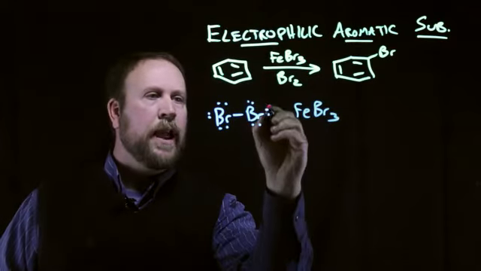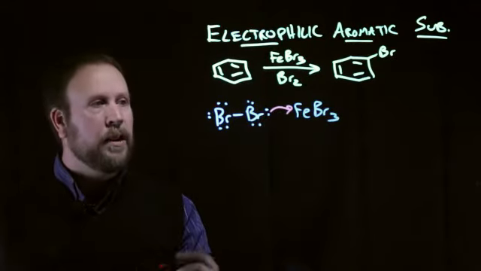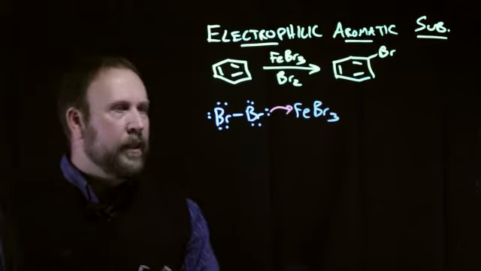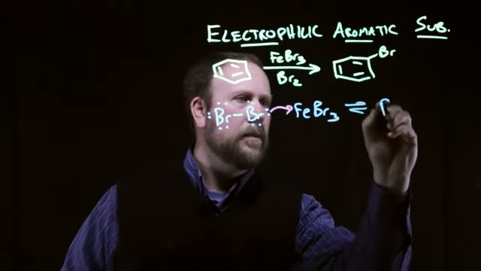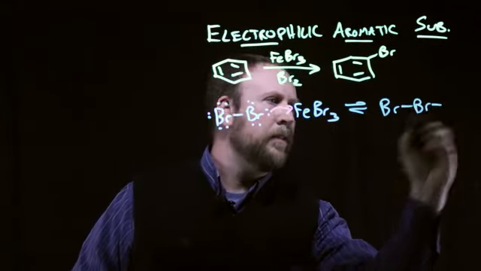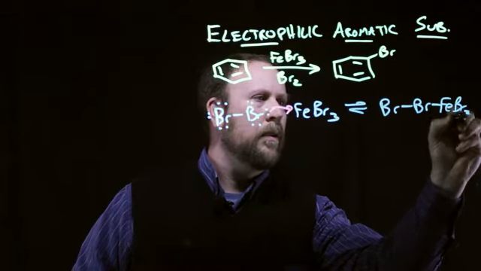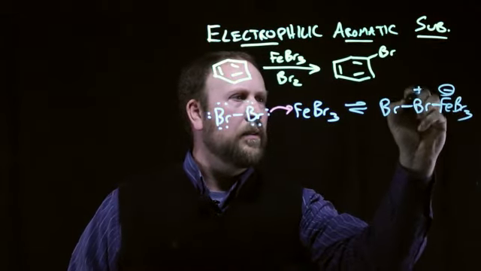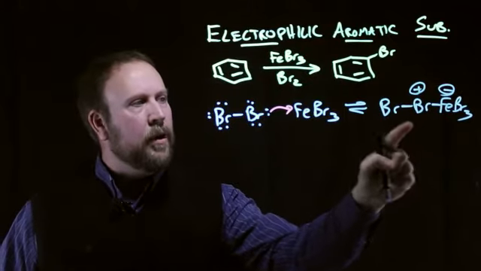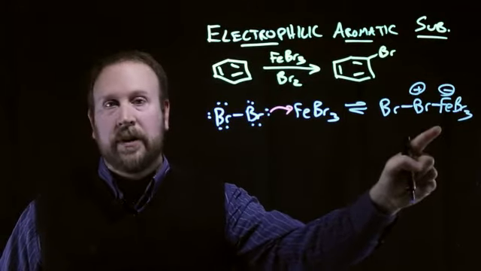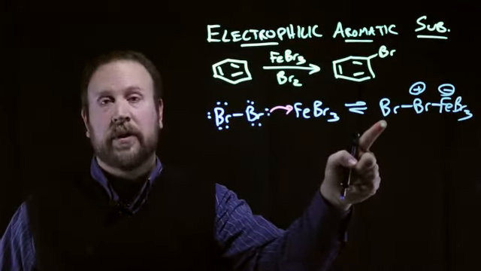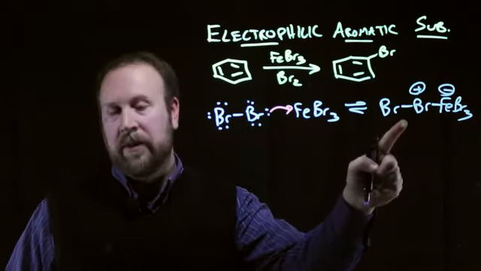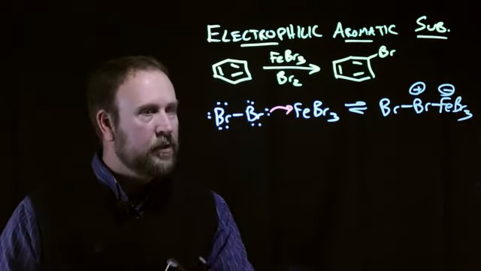However, the Br2 can react with our iron tribromide, which is a great Lewis acid, and what we get out of this is now a really reactive species. So this part here, the bromine with the iron, is a really good leaving group. So this bromine becomes a really good electrophile. We're going to use this electrophile in our EAS chemistry.